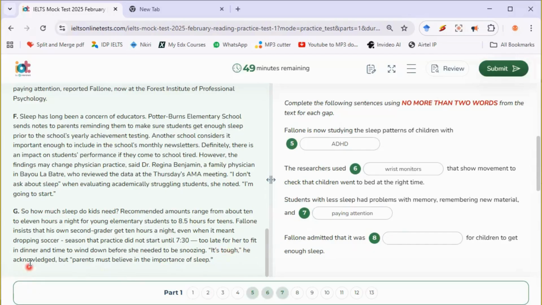It's tough. He acknowledged. So this thing admitted that it was tough. This is going to be tough. We can't say important. Remember I said earlier on that important. But in this place, they did not say important. They used importance. Importance cannot fit into this place. Look at it. Fallon admitted that it was importance. That's bad English. The correct word should be important. But the word they used in the passage is different. Look at the word they used there. So this can be the answer. The answer is going to be tough.